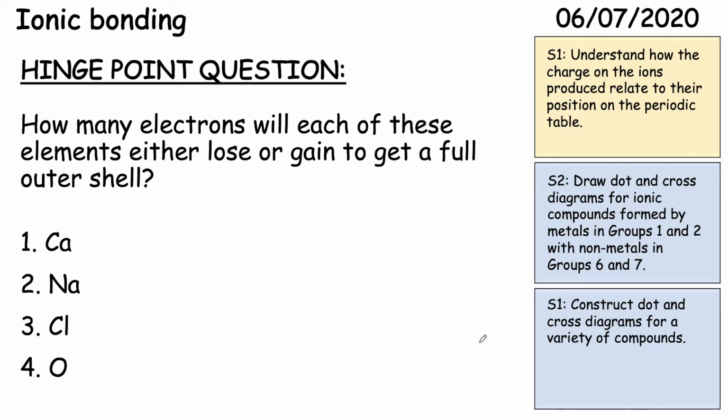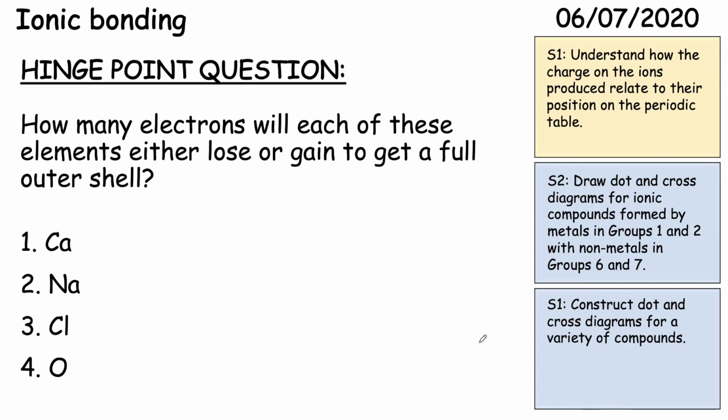So this is going to be a hinge point question. This links to our video on ions. So I want you to look at these 4 examples and try and work out how many electrons they would like to either lose or gain to get a full outer shell. So pause the video, have a go, then unpause for the answers.